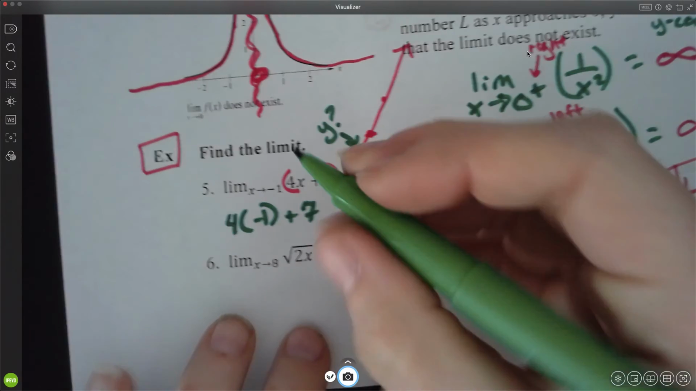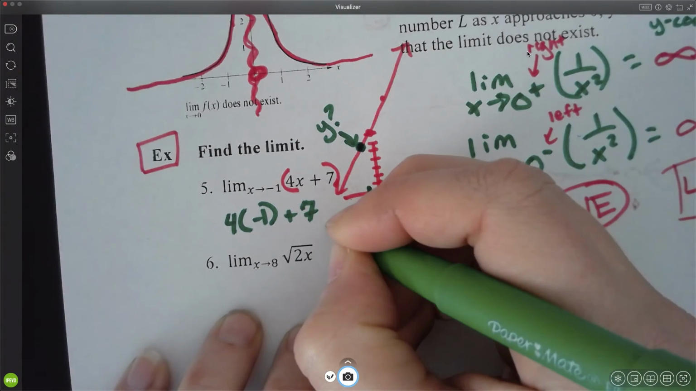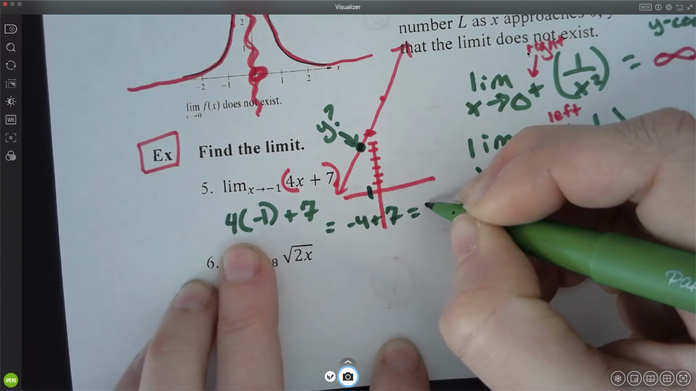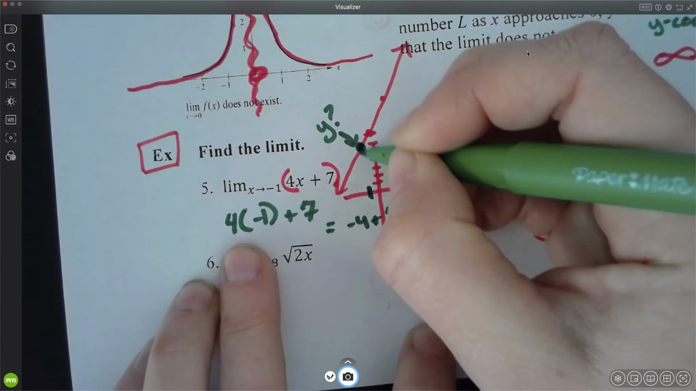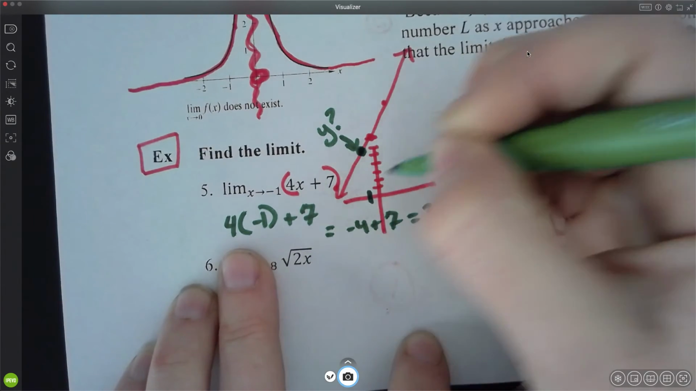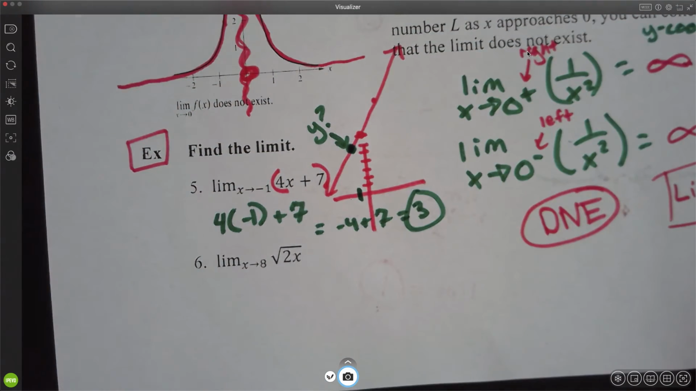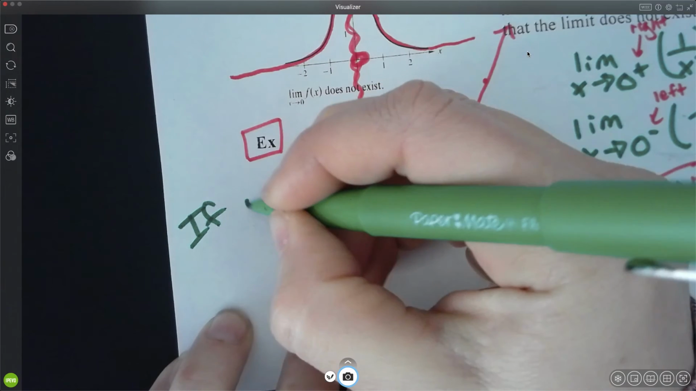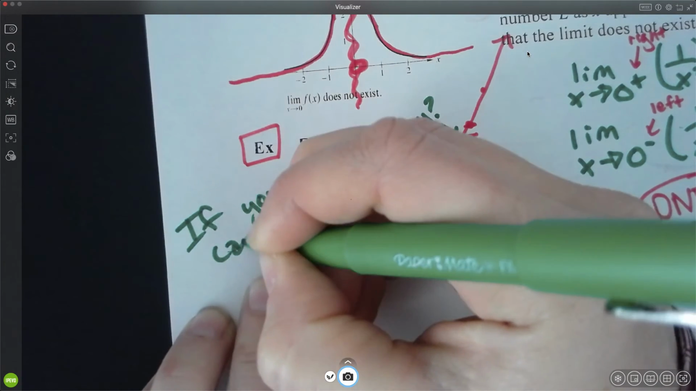So this y coordinate right here is going to be negative 4 plus 7, which is 3. Oh boy, and I was really not very good on my graph. This should be down here at 3. But anyway, the limit should be 3. So it's approaching a y coordinate of 3 if you can plug in.